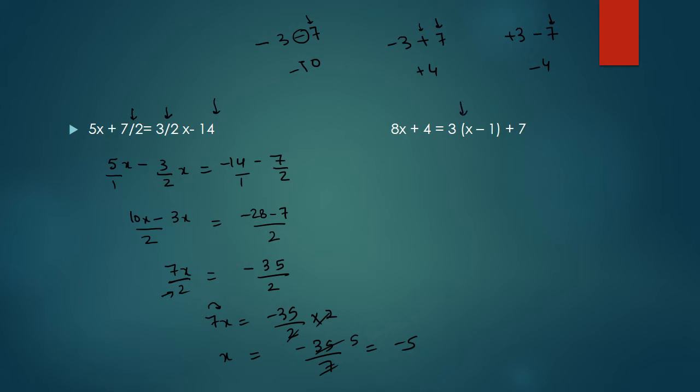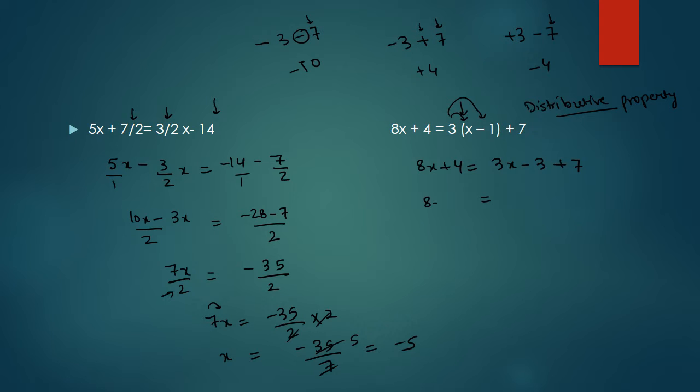Now here you have to apply the distributive law, distributive property. Sometimes a question may be asked which property you have used to solve that particular question. So here 8x plus 4. Now multiply 3x minus 3 ones are 3. So see, 3 is multiplied with x and then with 1. And this is plus 7.